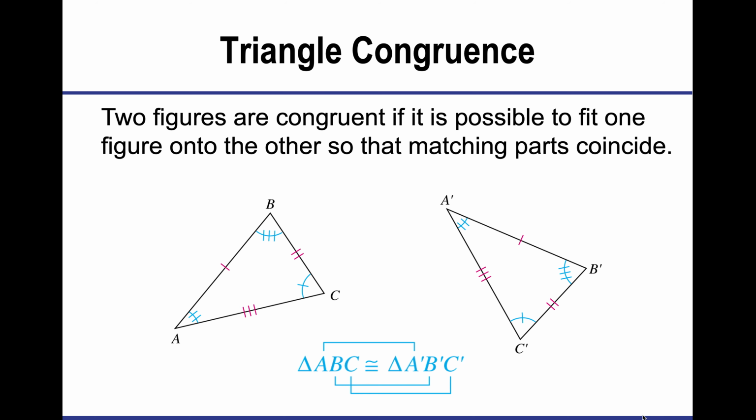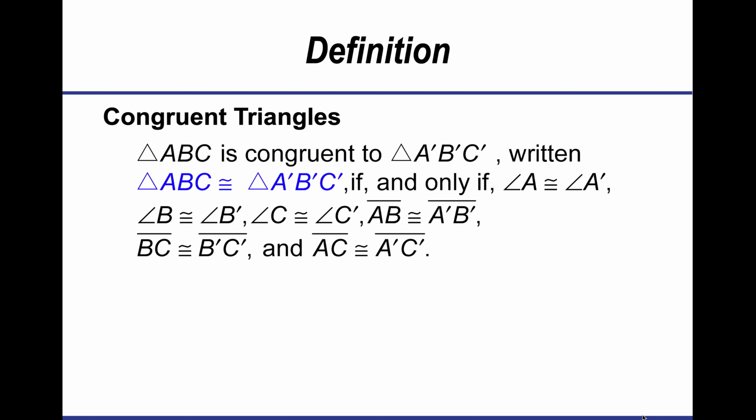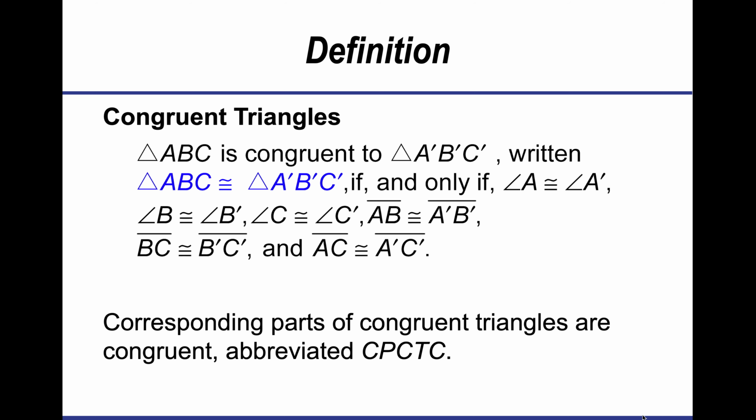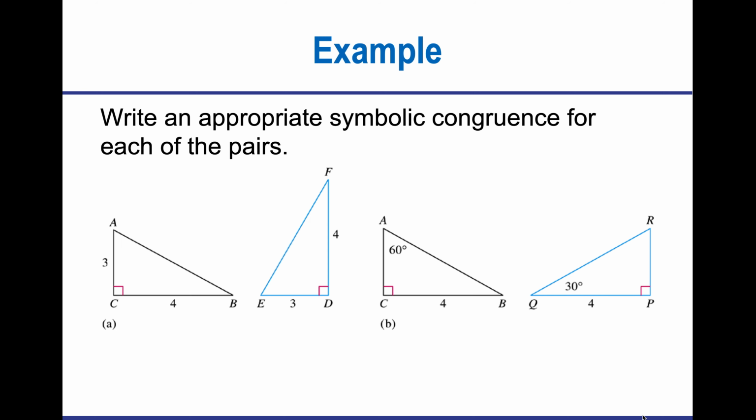Triangle congruence happens when all angles and all sides are congruent. Congruent triangles are shown using this notation for congruence. If the two triangles are congruent, then the corresponding angles and sides also have to be congruent. And that is from the theorem, corresponding parts of congruent triangles, so CPCTC, are congruent. Corresponding parts of congruent triangles are congruent.